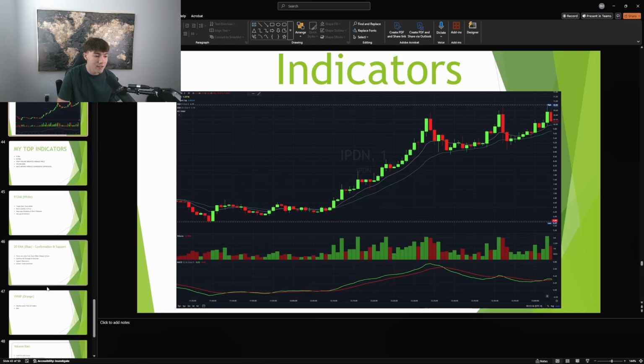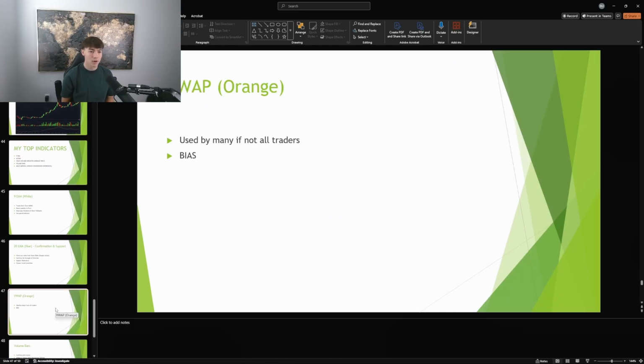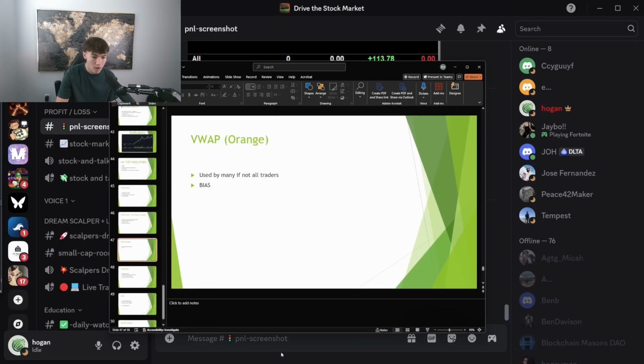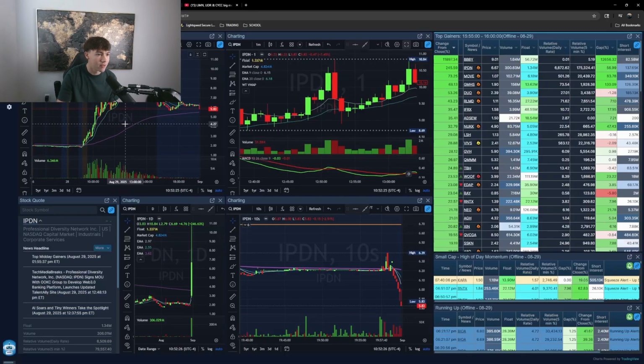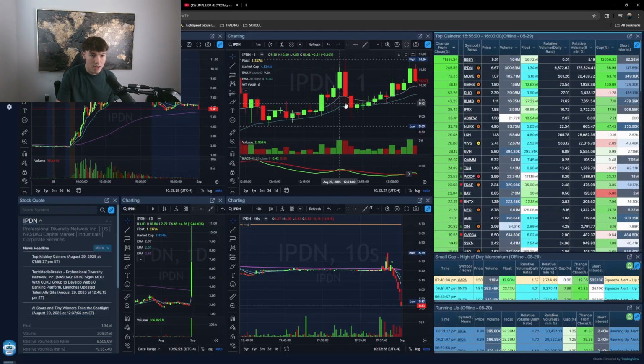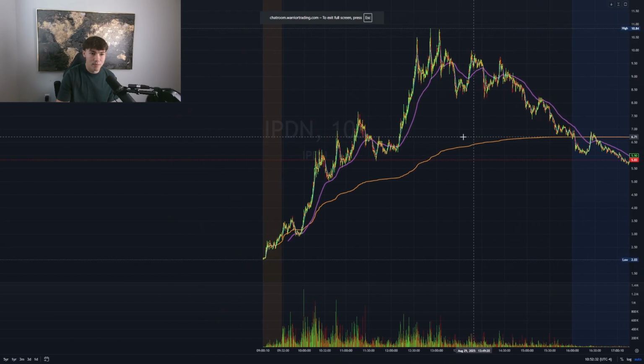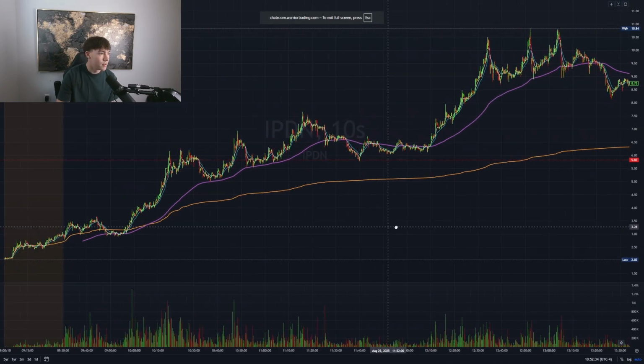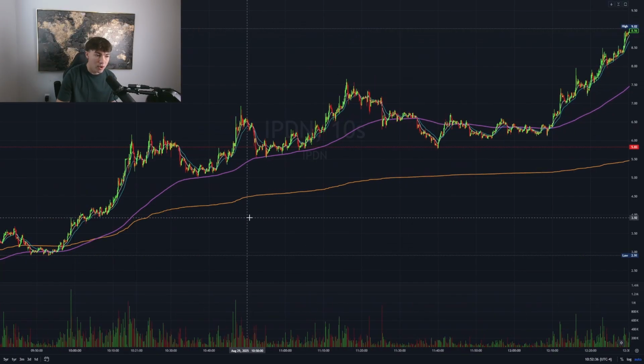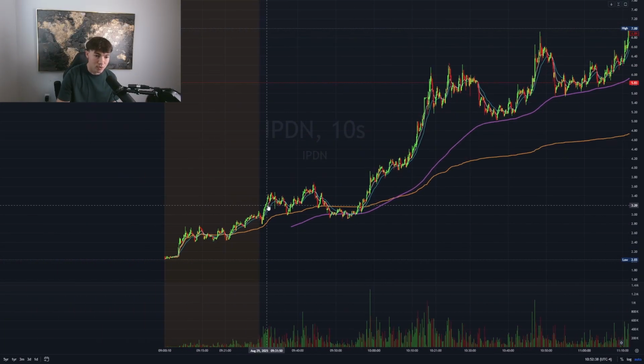But next we have VWAP, and VWAP is really important. I think VWAP tends to show a bias of what direction the stock is going to go. So let me pull up an example of VWAP here. On the 10-second chart, you can see how most of the time, if we're above the VWAP, you're going to have a clear bias into some strength.